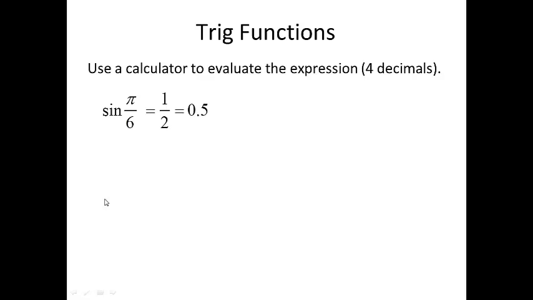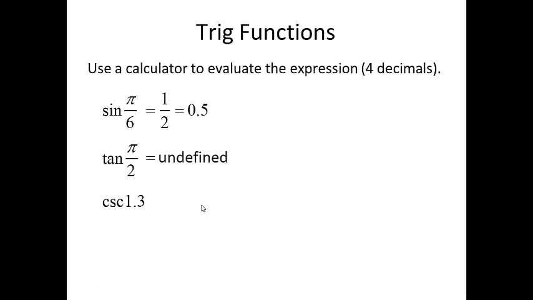Alright, so that's 1/2 or 0.5. Notice that this is in radians because there's no degree symbol. Whenever there's no degree symbol, it's automatically radians, and your calculator has to be in radians. Tangent of pi over 2, that's undefined.